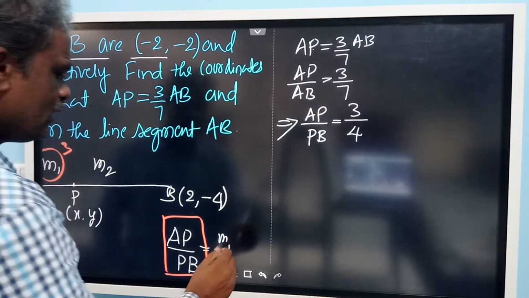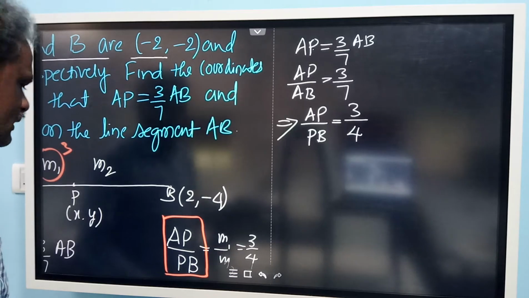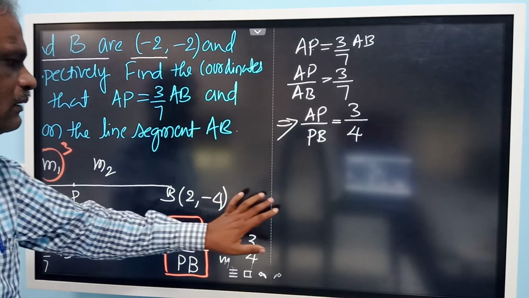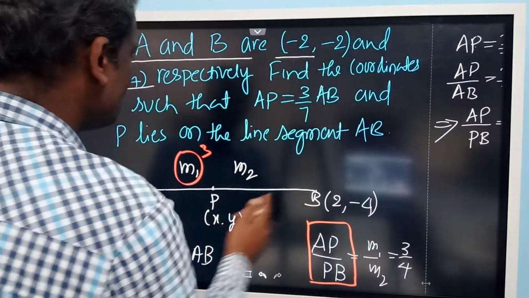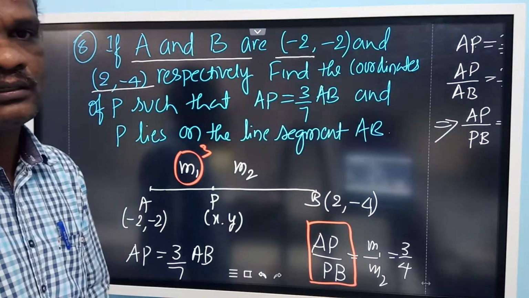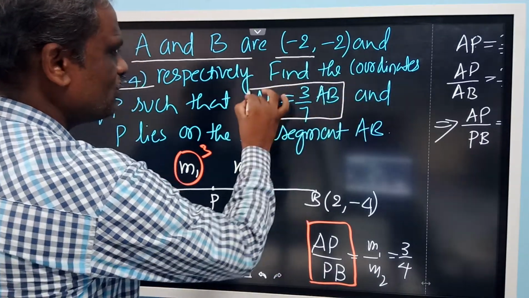So you got the ratio m1 by m2 is 3 by 4, 3 is to 4. So you can use the section formula to find out the point coordinates of point P now. See, directly they have not given the ratio. Sometimes if you take 3 by 7, wrong. Your answer is wrong. So indirectly they have given the ratio.